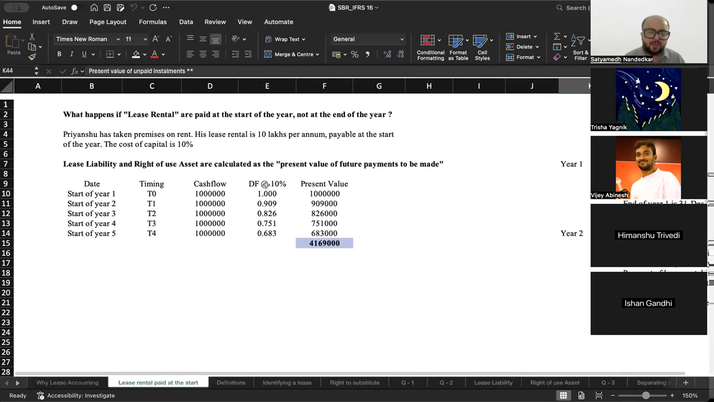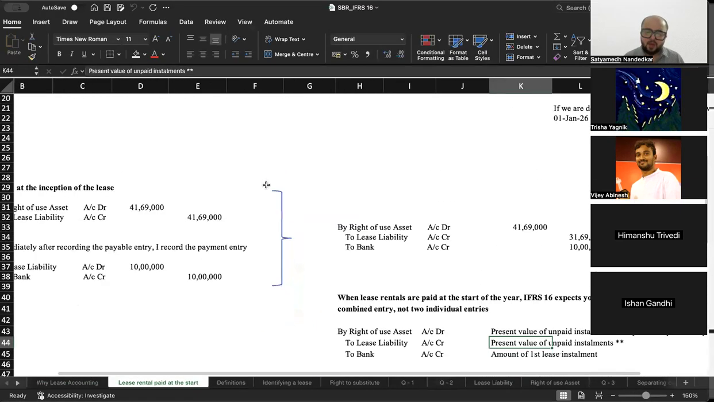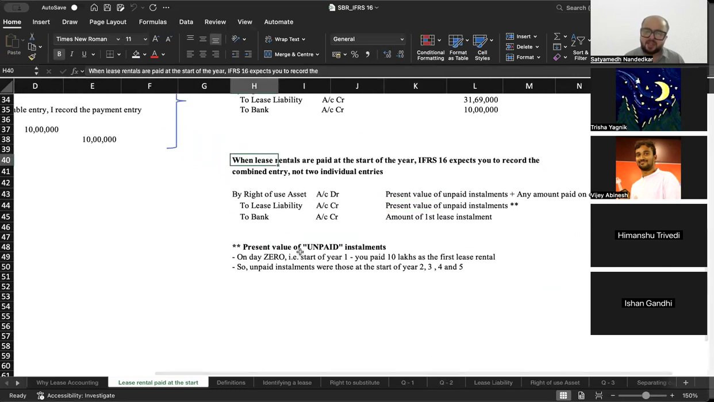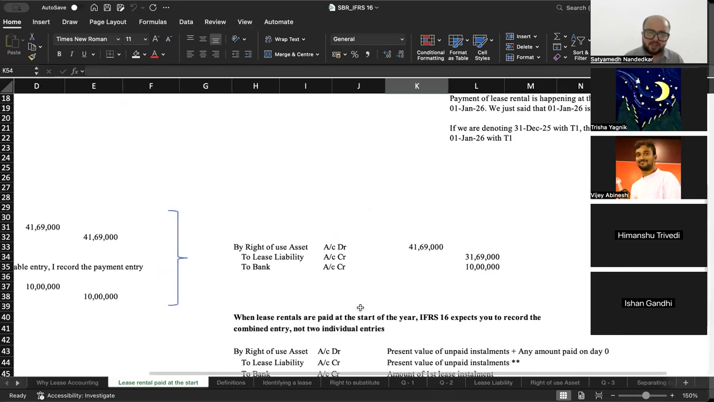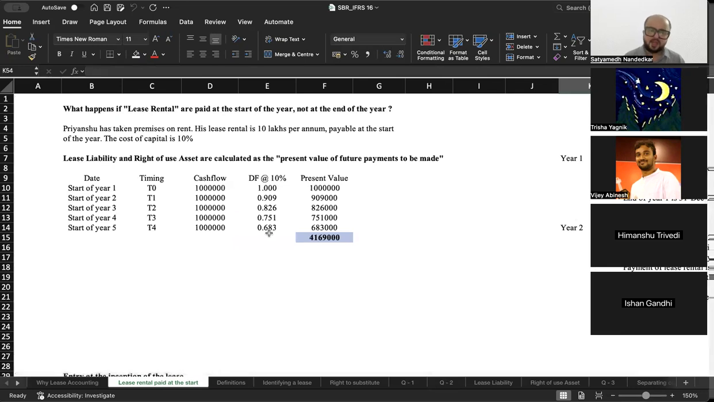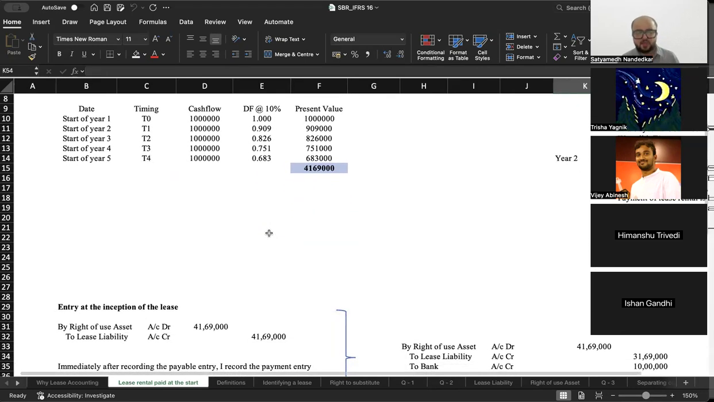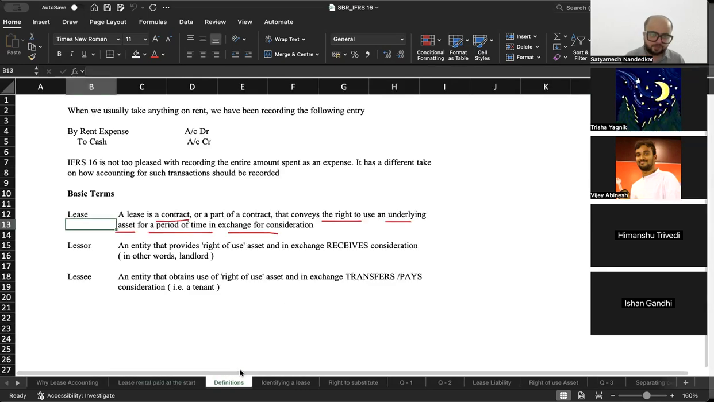Now, when lease rentals are paid at the start of the year, how is the accounting entry recorded? When lease rentals are paid at the start of the year, IFRS 16 expects you to record this entry. Right of use asset account debit to lease liability to bank. Bank is credited with the amount of the first installment. Lease liability is credited with present value of unpaid installments, and right of use asset is debited with present value of unpaid installments plus any amount paid on day zero. Okay, this is how you would account for those leases which begin at the start of the year.